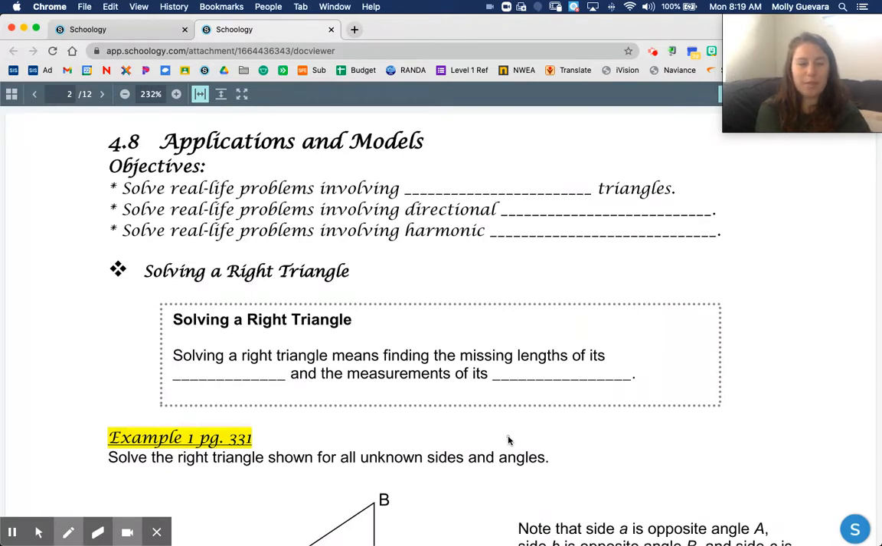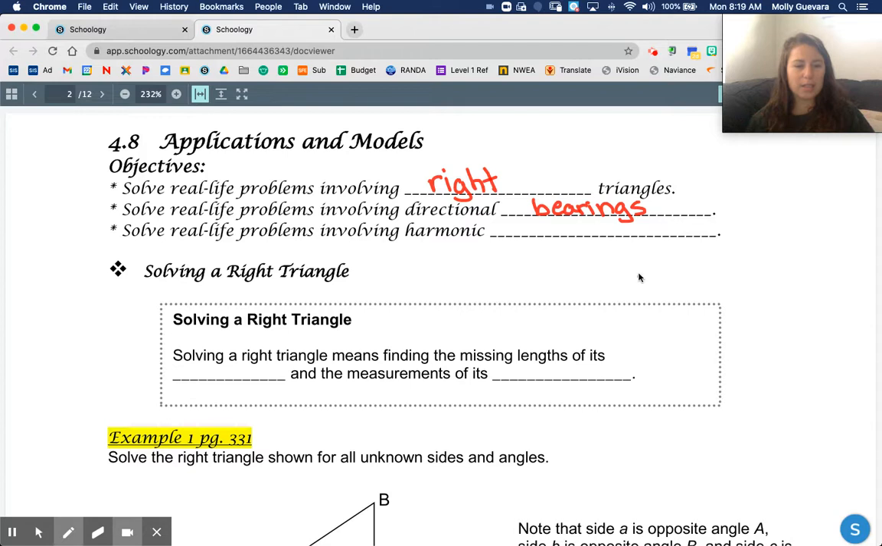Okay, so we have three objectives today. The first objective is to solve real life problems involving right triangles. So how can we use our right triangles to solve problems? Our next objective is to solve real life problems involving directional bearings. So we're actually going to talk about northwest, southwest, stuff like that.